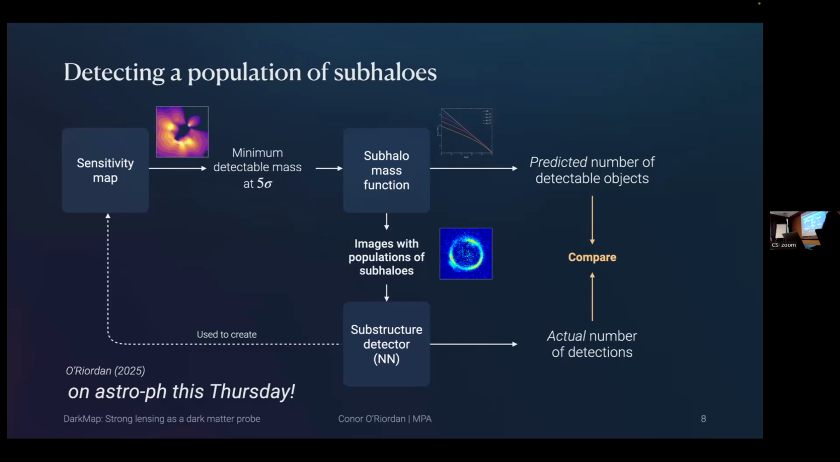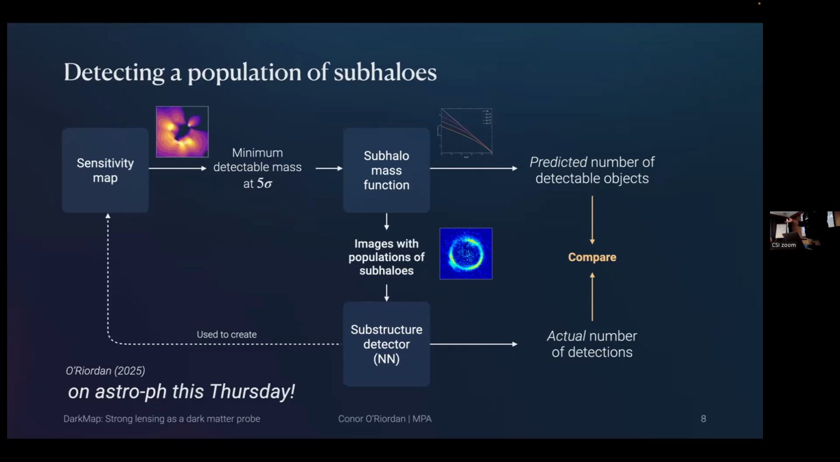Then, using that CDM population of objects, we create realizations of those same systems that we just sensitivity mapped, but now we inject the entire CDM population of subhalos, all the way down to 10 to the 6 solar masses, and we run those same images through the substructure detector. So if the only signal in the data is these big halos close to the lens images producing a detectable effect, then these two things should agree. So the sensitivity map should correctly predict the number of detections that the substructure detector actually makes.